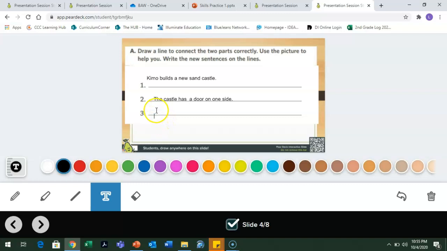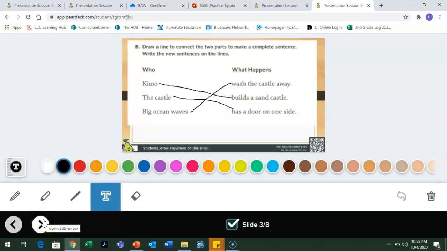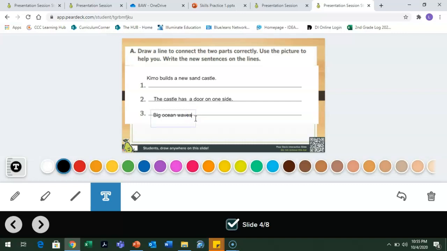Notice how I start with a capital letter. Big ocean waves wash the castle away. It's okay if you don't remember the complete sentence and you go back and check your answer. Notice I start with a capital letter and I end with a period. Okay, we're done with the part that we're supposed to be doing together.